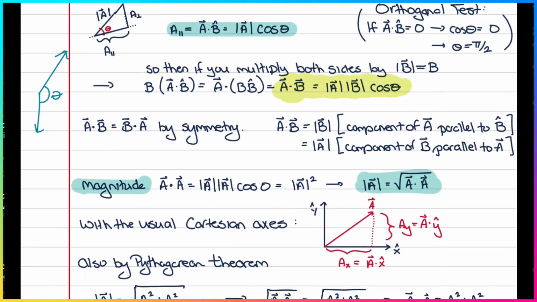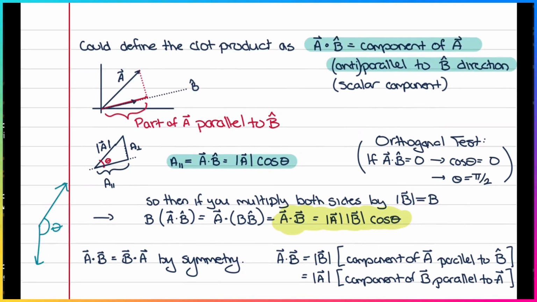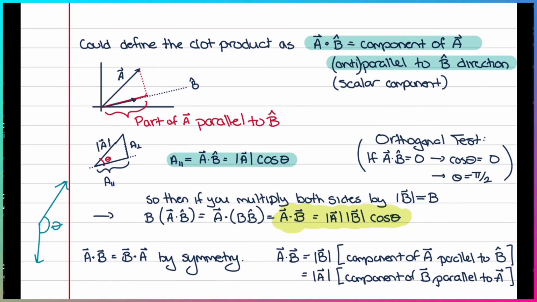All right. So again, geometrically, the dot product is talking about plucking out this parallel component. That is really what's going on here with the dot product.